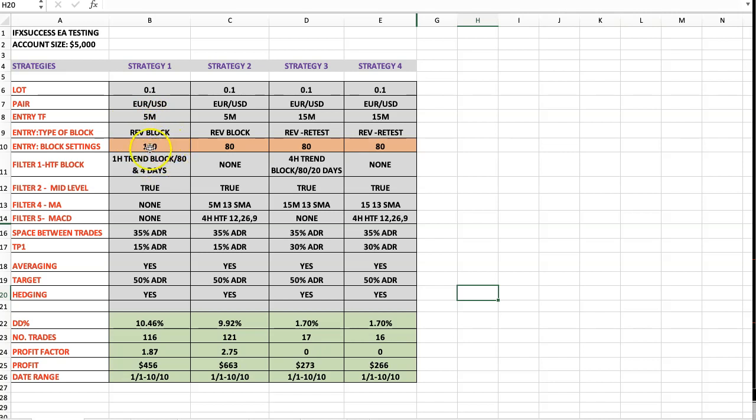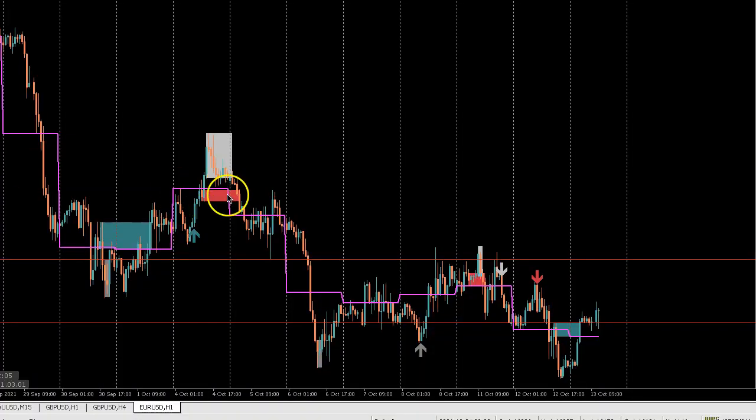Now in here I'm using the 100 settings, and I use 4 days for the higher time frame block, filter number 1, the 1 hour trend block with 80 settings. I put 4 days, but preferably I would like it as a max of 2 to 3 days. The mid-level, of course, is going to be true because this is what we're going to be using.